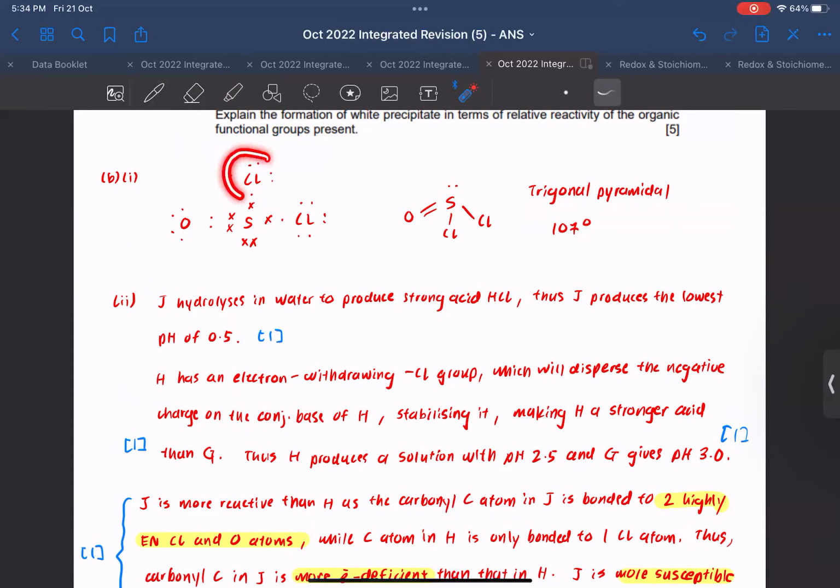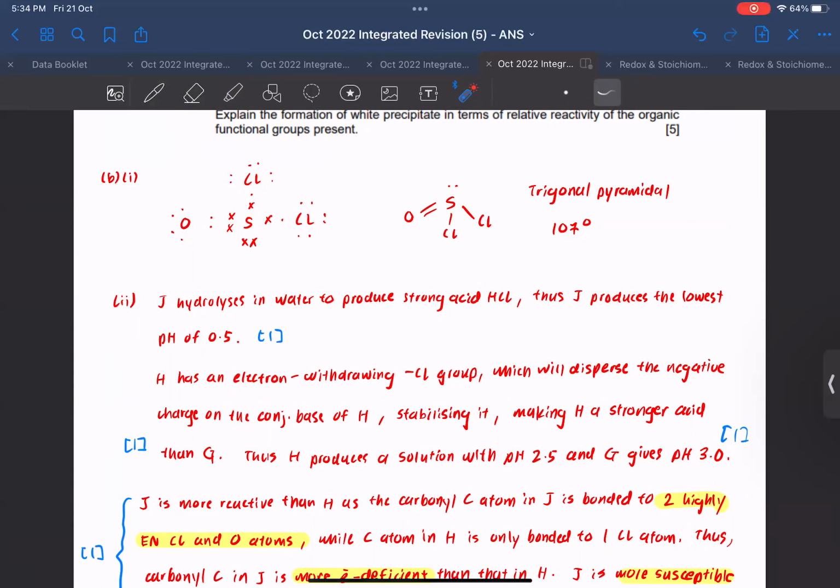Cl can only form 1 bond because it has 7 valence electrons. Oxygen has to form 2 bonds. But first of all, before all this even started, you need to first determine that sulfur has to be the central atom. Why sulfur? Why not oxygen? Why not chlorine?